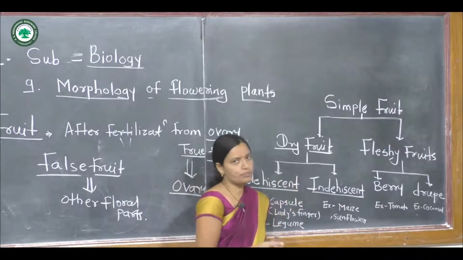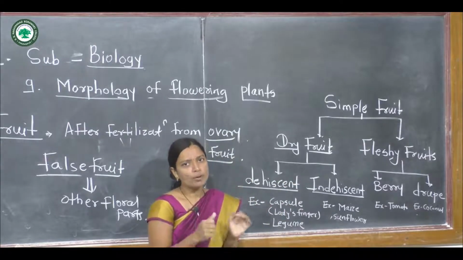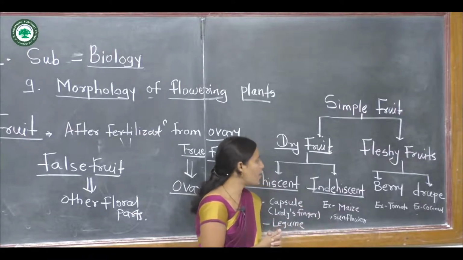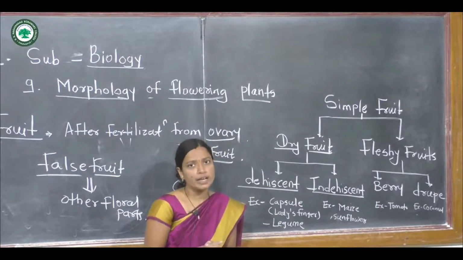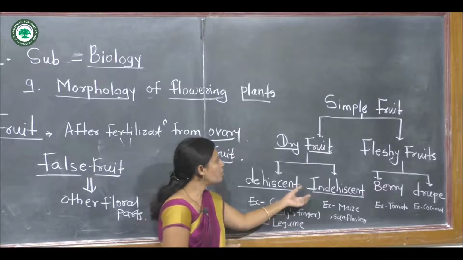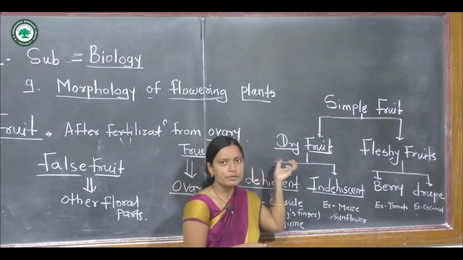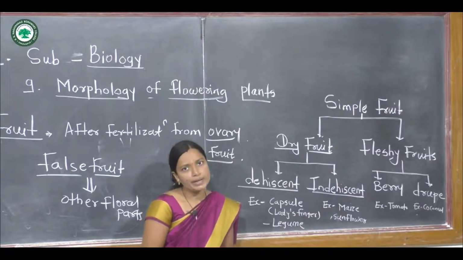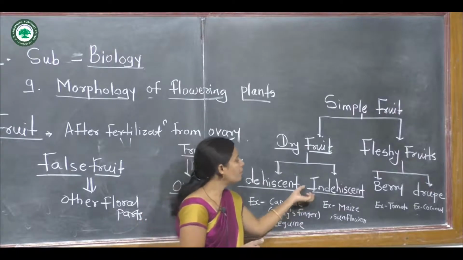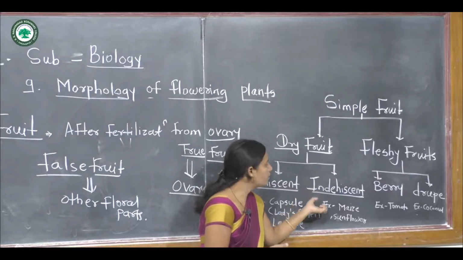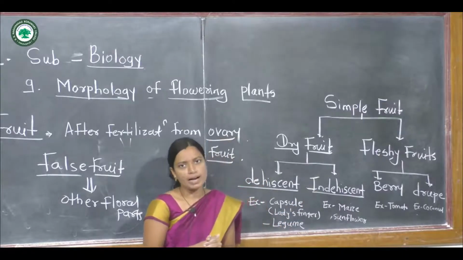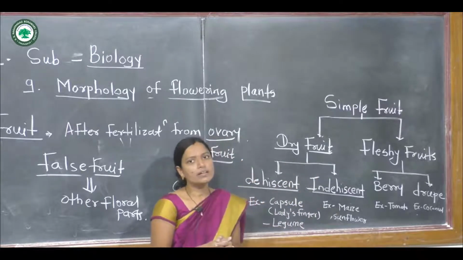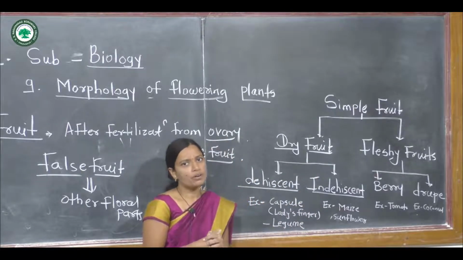Indehiscent fruits do not break. For example, maize and sunflower have indehiscent fruits. This is one type of dry fruit, but these dry fruits do not break open, and this type of fruit is called an indehiscent fruit, as seen in plants like maize and sunflower.